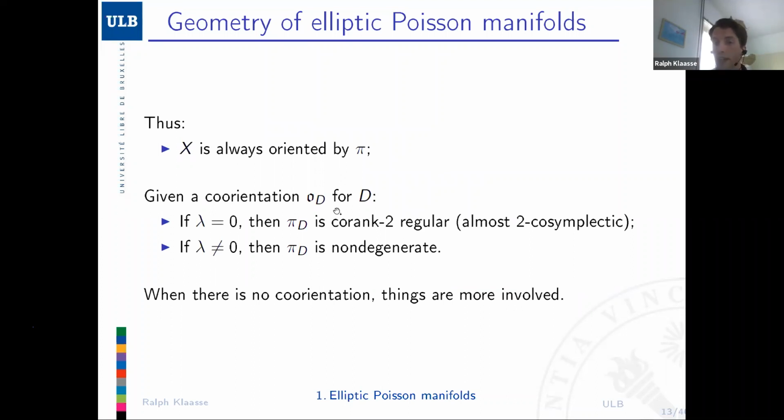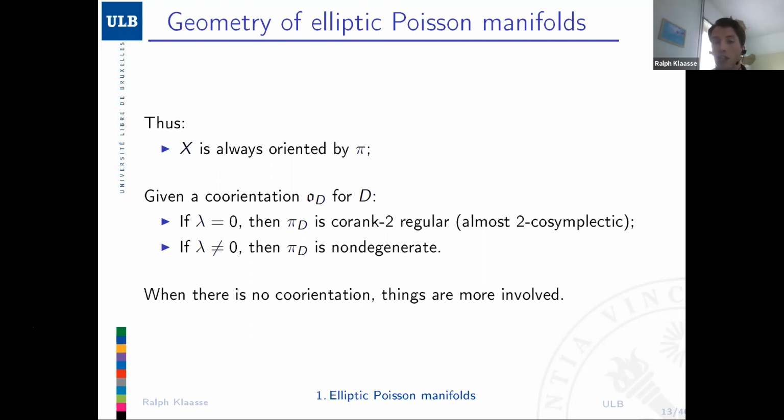And if you have this co-orientation, you see that the induced Poisson structure is either corank 2 regular. It's in fact a little bit more because we have these two 1-forms, alpha 1 and alpha 2 around, or it's just non-degenerate. If there's no co-orientation, the description of even these residues is a little bit more annoying, and that sort of carries through the whole theory. So don't think that something like a co-orientation is just, oh yeah, let's put it there and then move on.